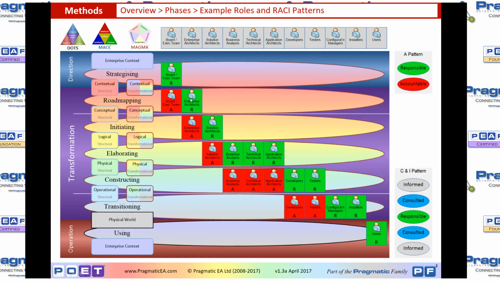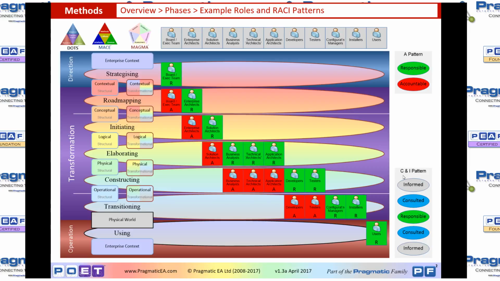Enterprise architects do the roadmap. When we've done the roadmap, we don't do the logical designs that solution architects do, but we become accountable for those solution designs. This is where the governance and lobbying comes in. I won't go through all these other same phases.